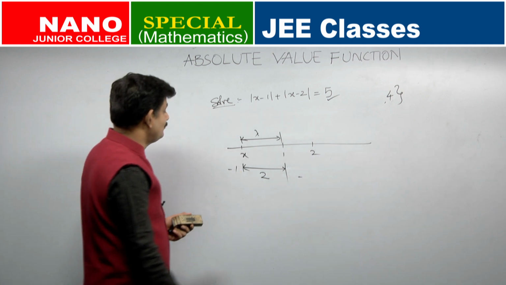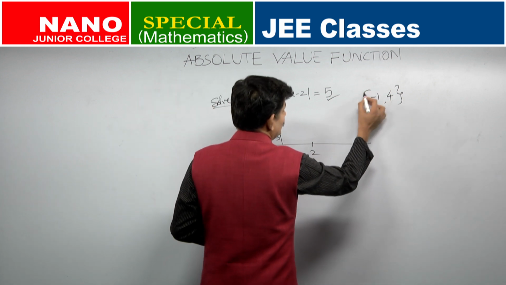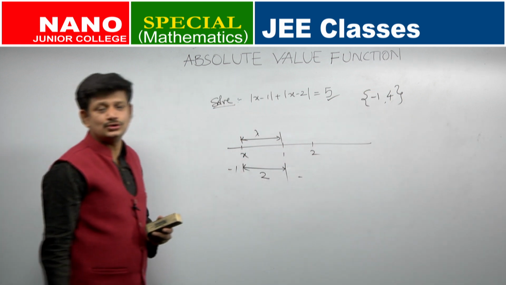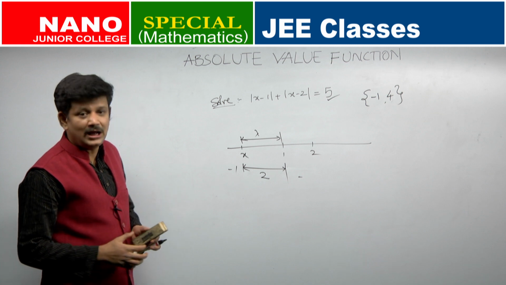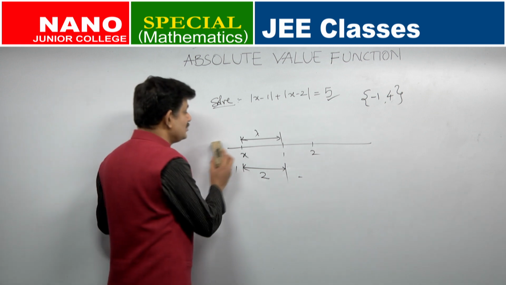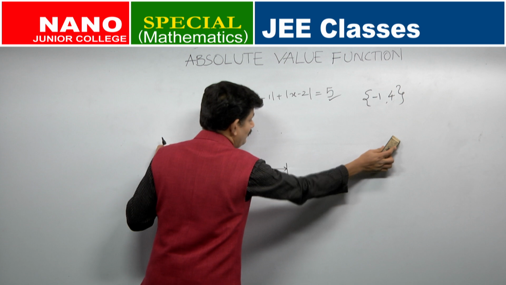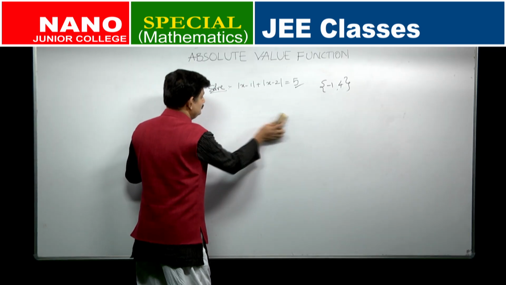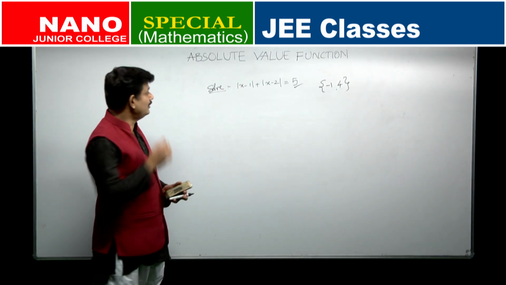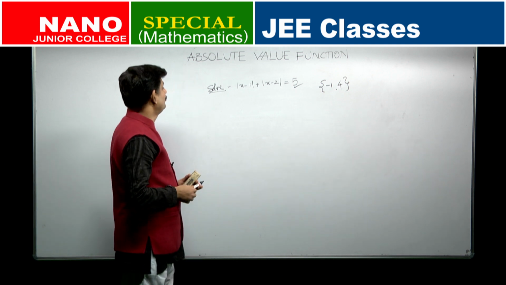So, what is the other solution for x? Minus 1. So, how many solutions do you have? 2 solutions. What are they? Minus 1 and 4. So, your solution set has 2 elements in it, minus 1 and 4. So, this is how we solve this question geometrically.